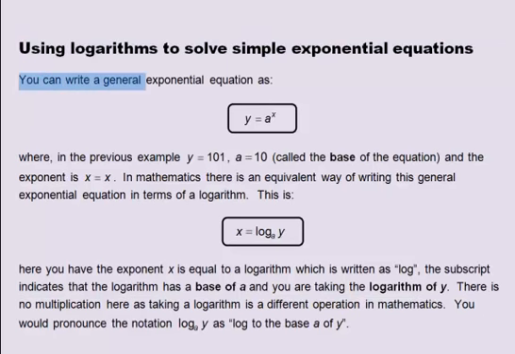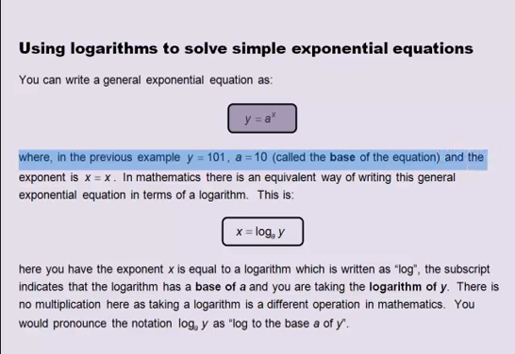You can write a general exponential equation as y = a^x, where, in the previous example, y = 101, a = 10, called the base of the equation, and the exponent is x. In mathematics, there is an equivalent way of writing this general exponential equation in terms of a logarithm. This is x = log to the base a of y.